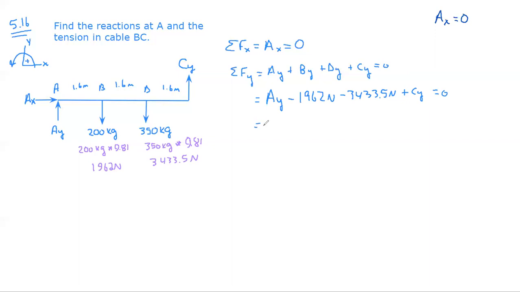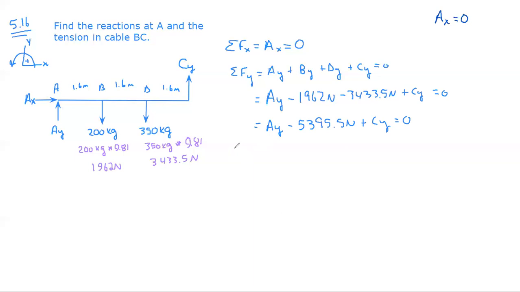Combining those terms that are alike, we end up with AY minus, let me calculate that real quick, 1,962 plus 3,433.5, so minus 5,395.5 newtons plus CY is equal to 0. So that's one equation with two unknowns. That tells me that we're not ready yet.